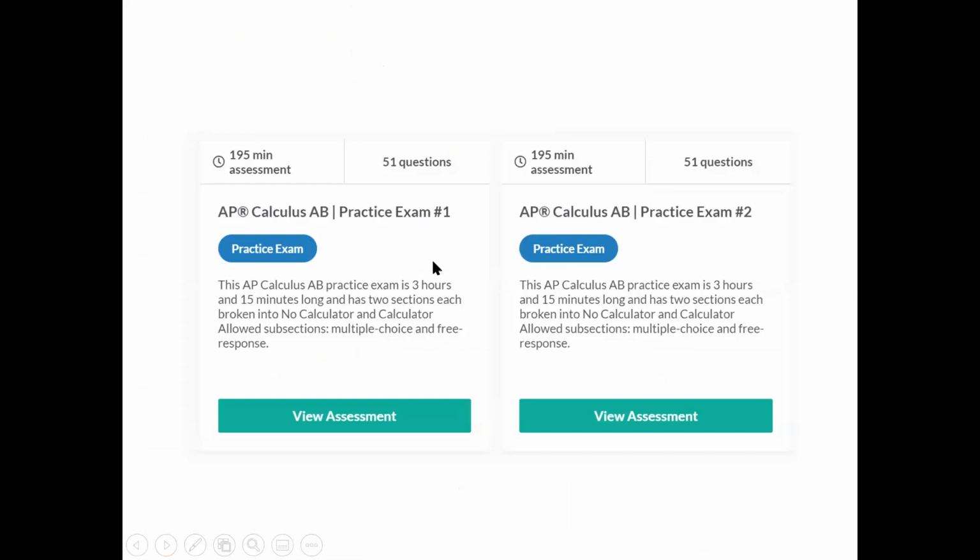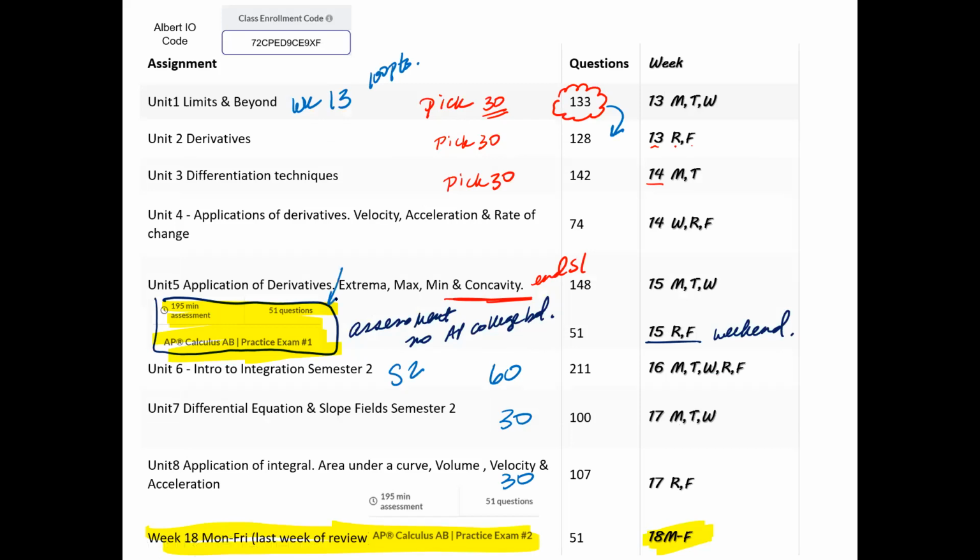You do have the practice exam. It is going to be 3 hours and 15 minutes. They have 2 sections each, broken into calculators and no calculators. There is multiple choice and free response. And so you do have those 2 exams highlighted here and here for week 15, Thursday, Friday, and then week 18, Monday through Friday.